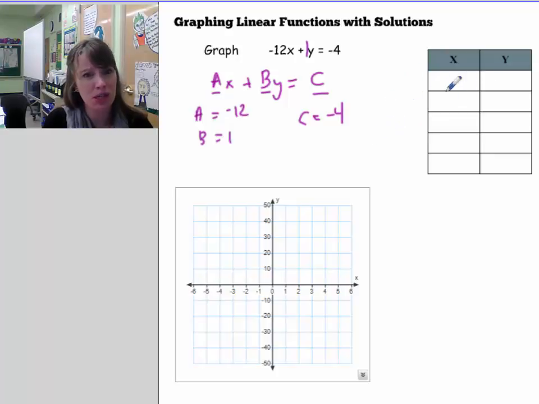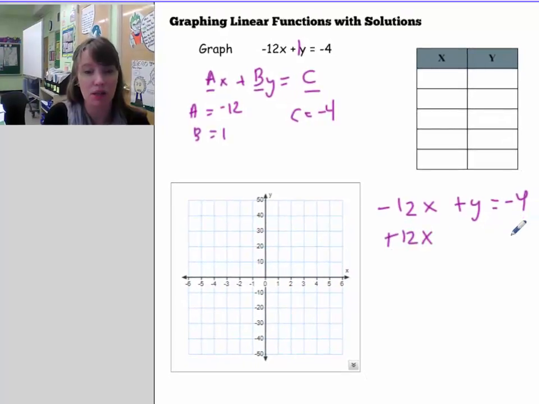Okay, so in order to graph it, we've seen this before. We could choose some numbers that fit in here for x and y, but it's actually a little bit easier to take the standard form and solve it for one of the variables. In this case, let's solve it for y, because all we have to do to solve it for y is add 12x to both sides. So we have y is equal to -4 plus 12x.